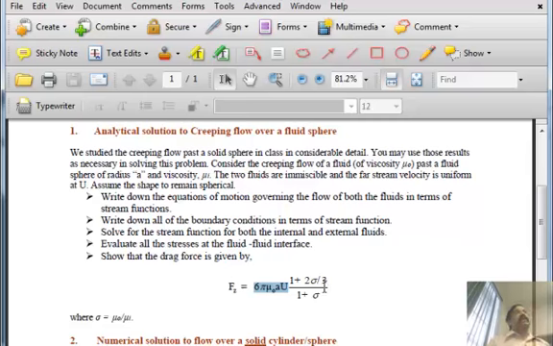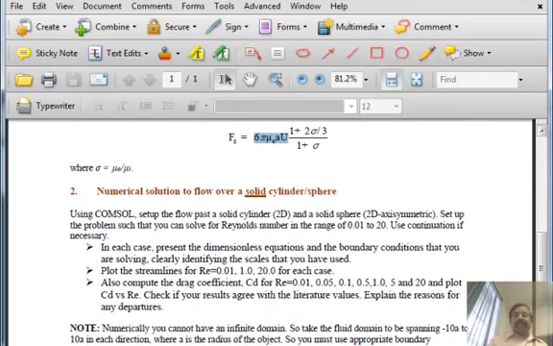Now the second part of this problem is back to solid sphere, but now using COMSOL. Here I'm just testing your ability to build on COMSOL based on what you've already seen. So there are two cases. One is a cylinder, another is a sphere. In both cases, when you're building the geometry, you will just take a circle and put it there. Now, if you choose the 2D axisymmetric, that circle becomes a sphere. If you just pick 2D, then it becomes a cylinder.